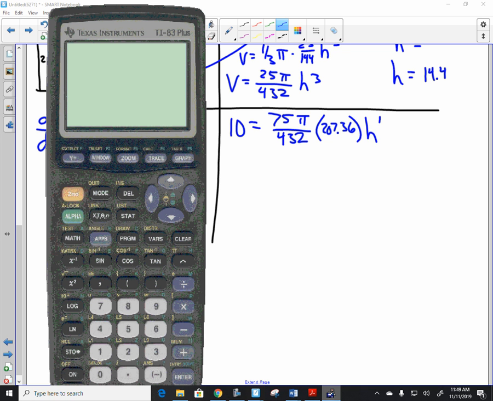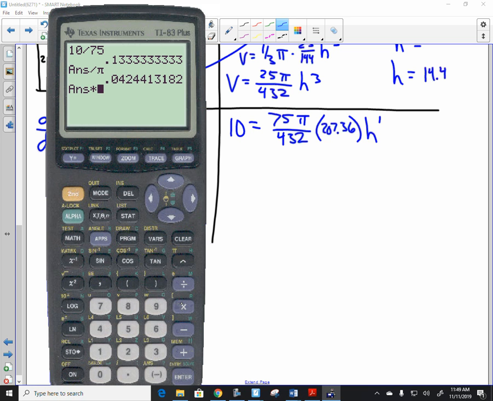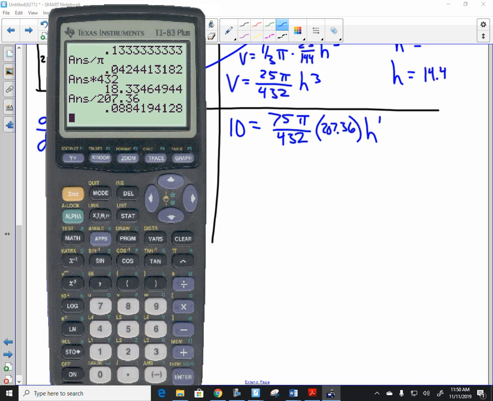Take out my handy dandy calculator. Can't do any of this in my brain. We're going to take 10, divide it by 75, divide it by pi, multiply by 432, and divide by 207.36. 0.088.